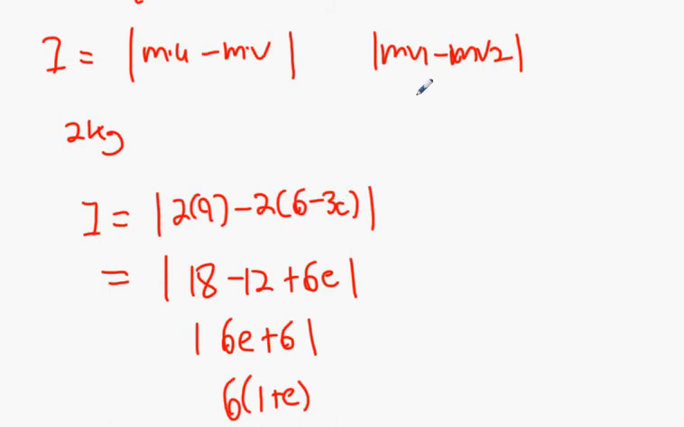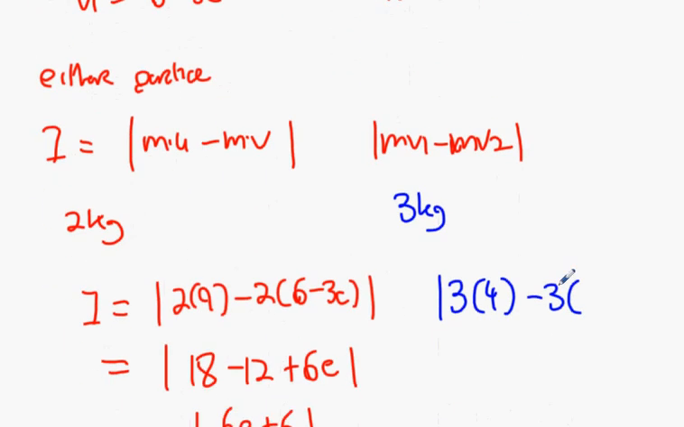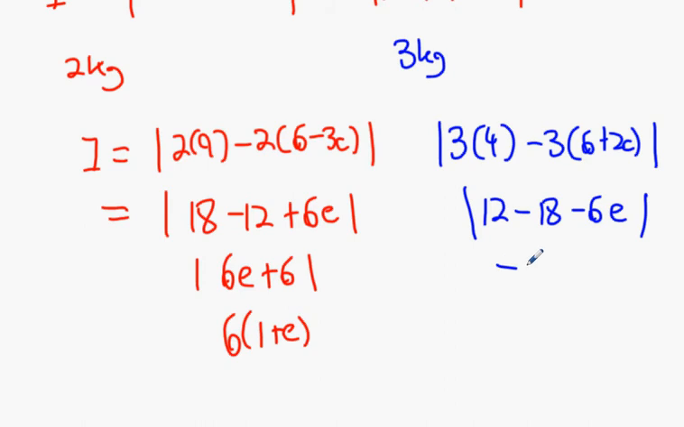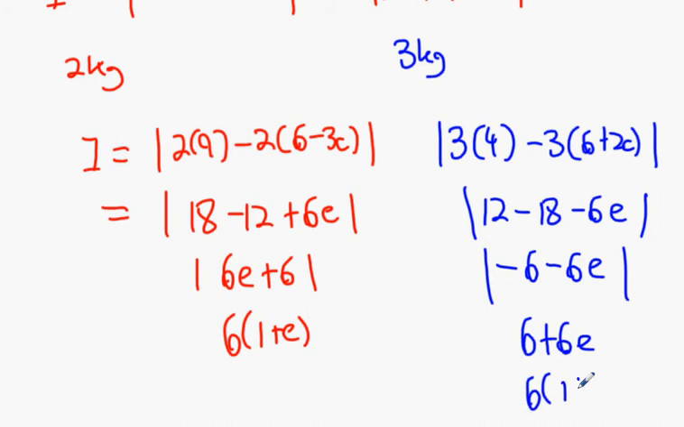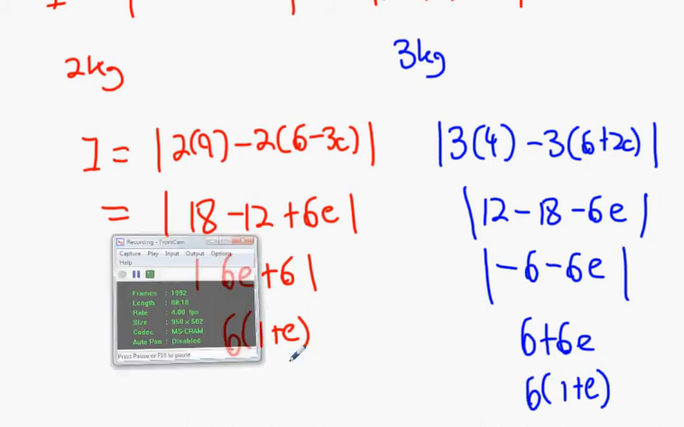On a different note, if I used a 3 kilogram particle, okay, I could say that it's 3 times, what was it, 3 times 4, yeah, minus 3 times, what was its speed after impact, 6 plus 2e. And I could do the same thing here, and I get 12 minus 18 minus 6e. And that was what I was talking about, wasn't it? The opposite one, which is minus 6 minus 6e. But because it's the change of momentum, it's going to be 6 plus 6e, which is 6 into 1 plus e. Doesn't matter which one you do, once you use its speed before and its speed afterwards.